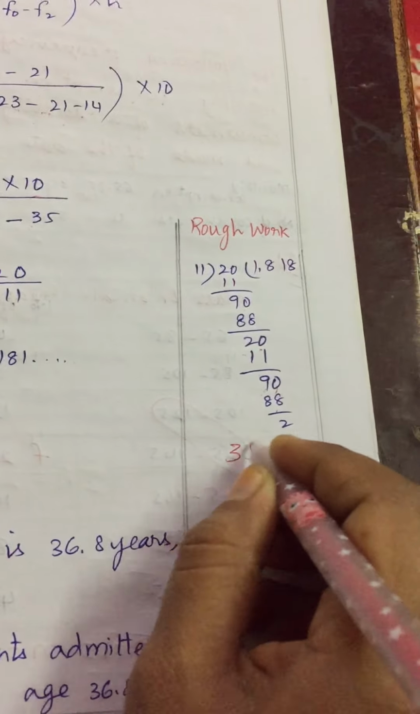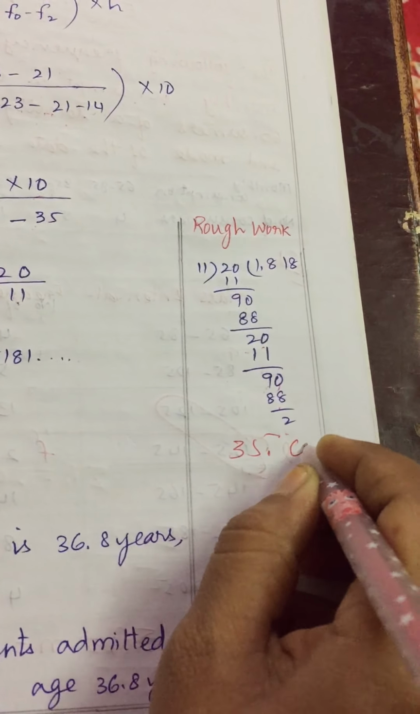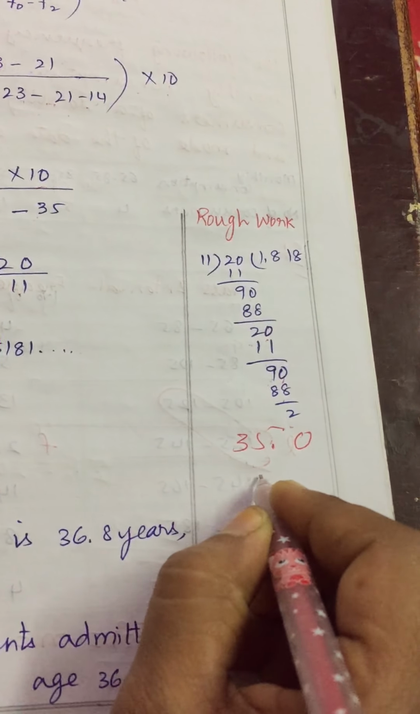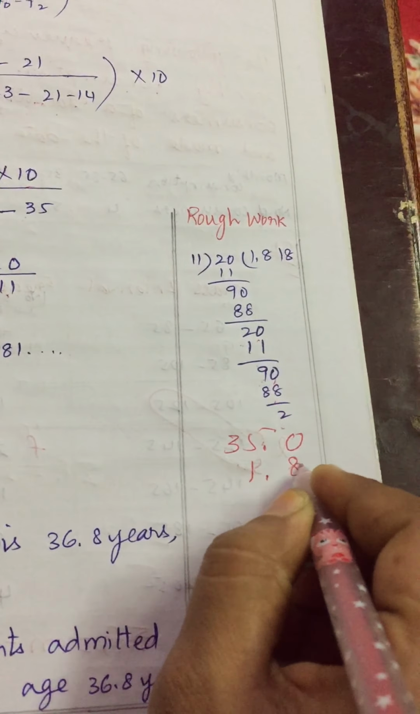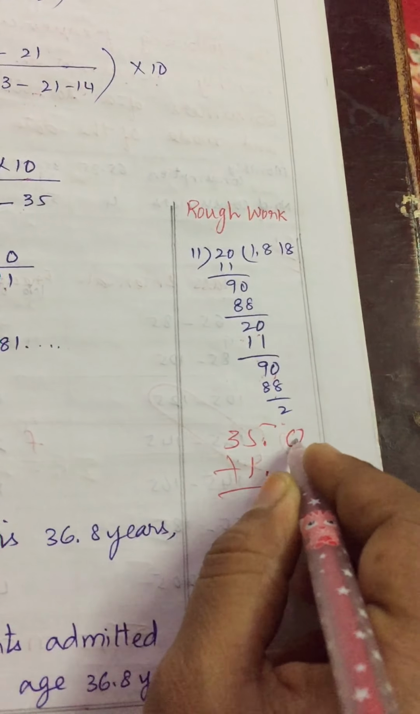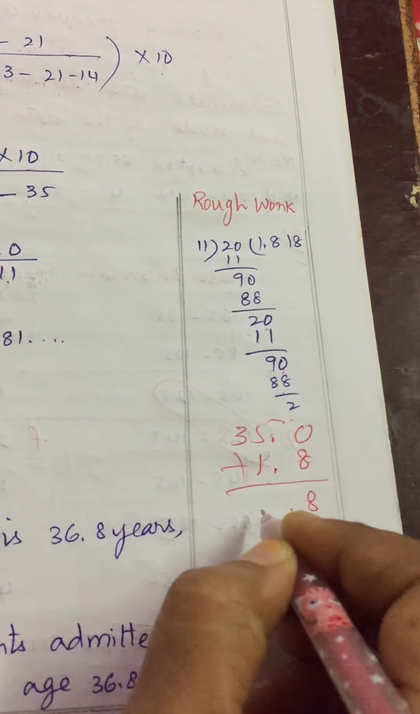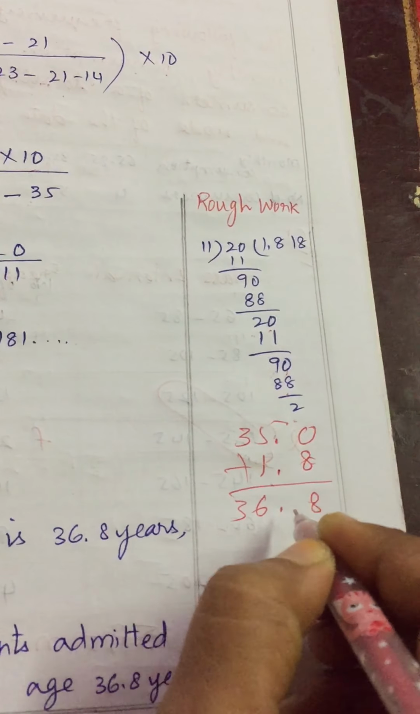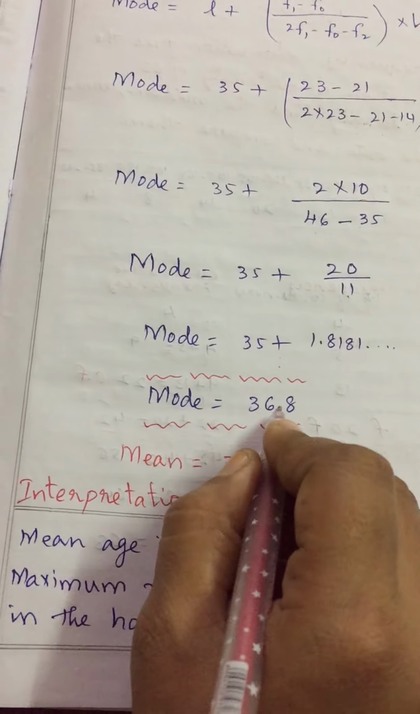So here you add, children. This is without a point, which means we can write 35.0, and this is 1.81. Now we are adding: 0 plus 8 is 8, 5 plus 1 is 6, 3. Clear, children? So the mode is 36.8.